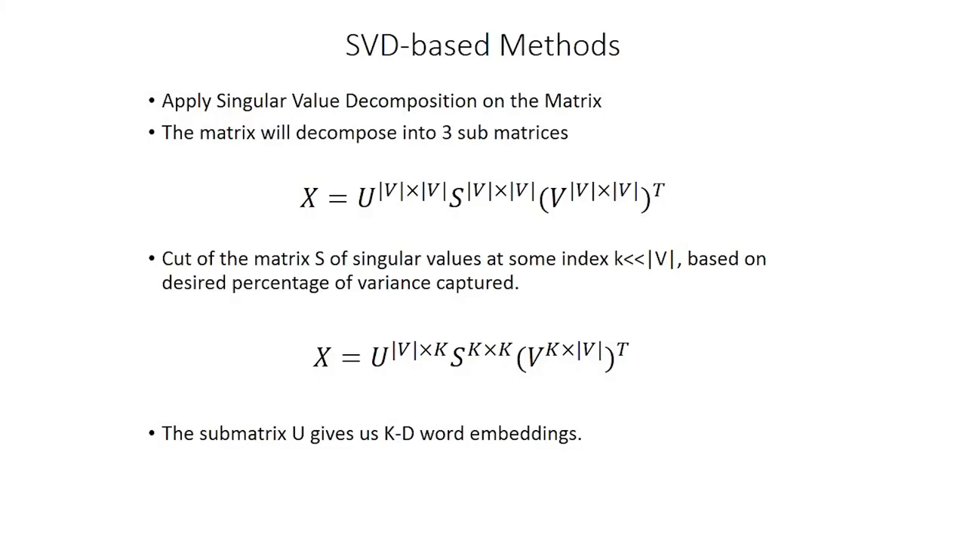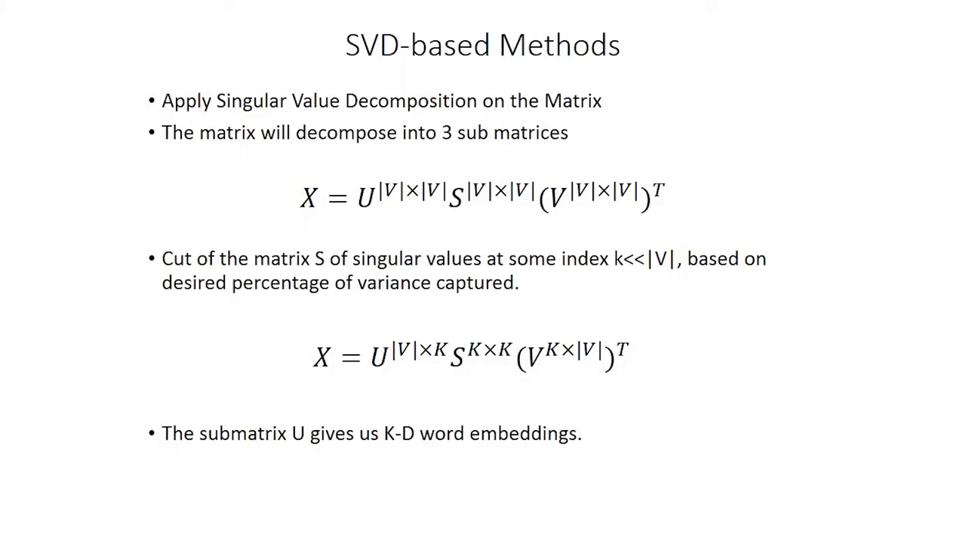So if we're using SVD-based methods, what you simply do is your singular value decomposition. Given a matrix, you can decompose it into three components. The U matrix, where V here is just the size of the vocabulary, so it's the size of the vocabulary by the size of the vocabulary. Then this is a matrix of singular values, where the diagonal elements are the singular values. And this is another matrix, which is V cross V as well.